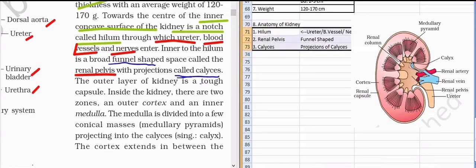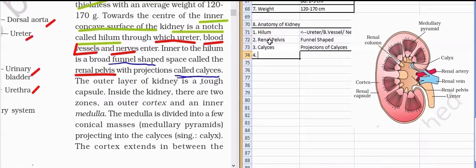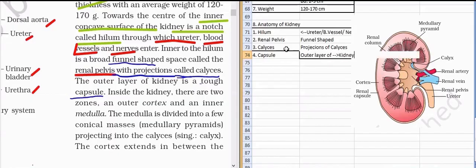Next, these three are on one side. These are special. The fourth point, he is saying, completes this topic: the outer layer of the kidney has a tough capsule. So now you can write the fourth point as capsule. What is the capsule here? It is the outer layer of the kidney. This is a capsule. This is also a special point.